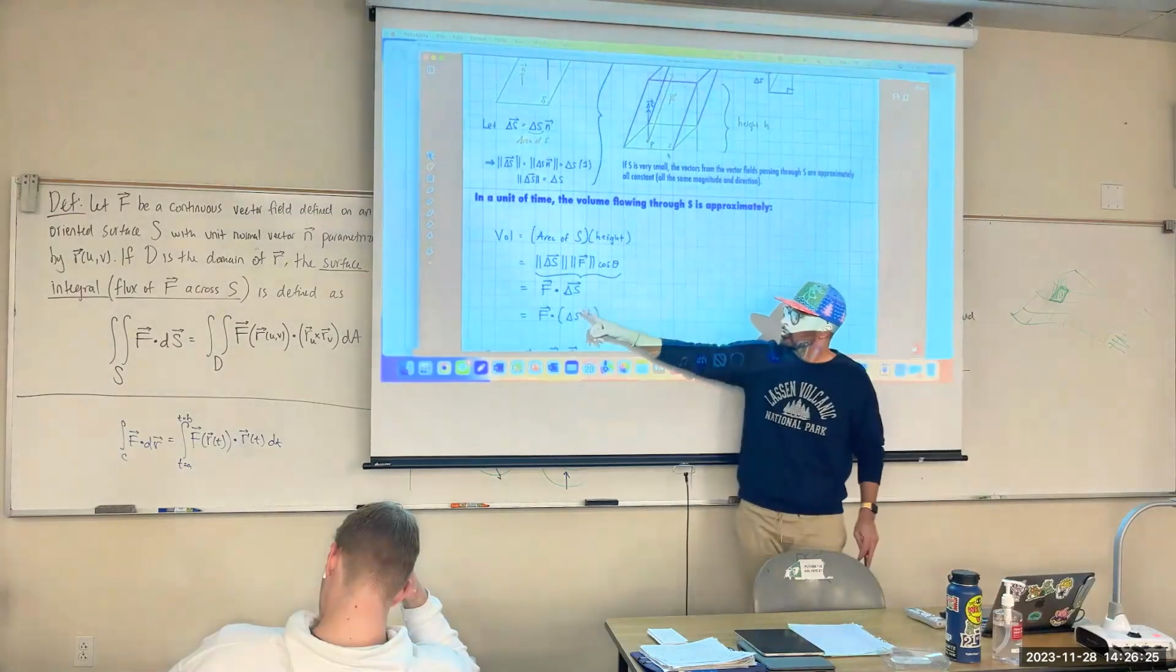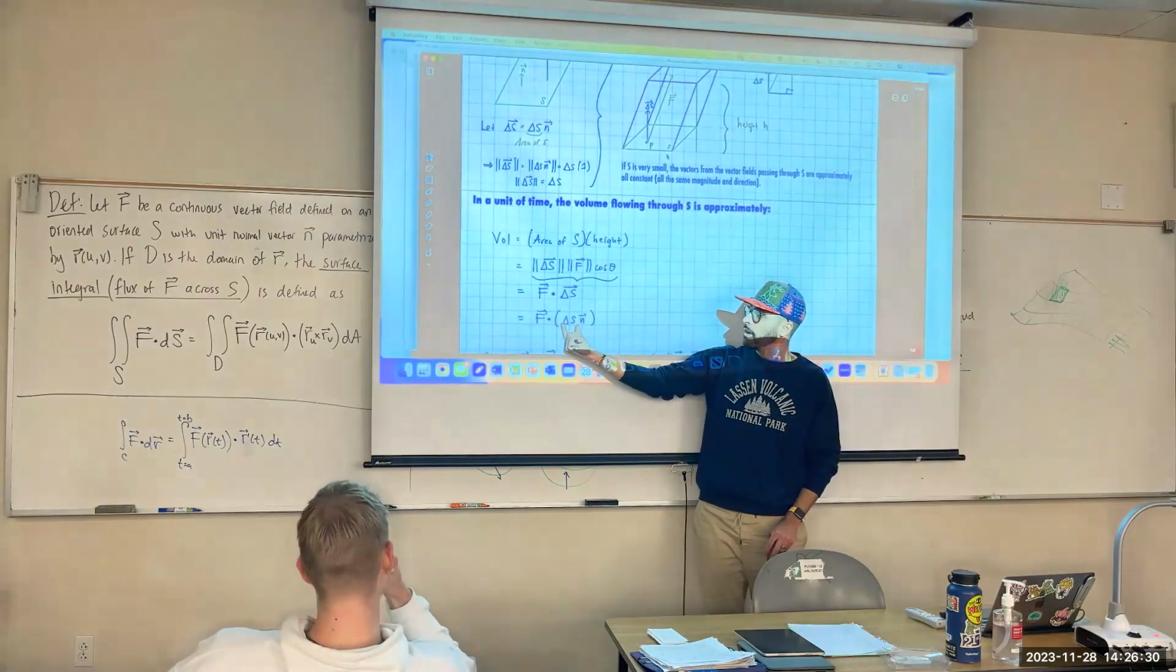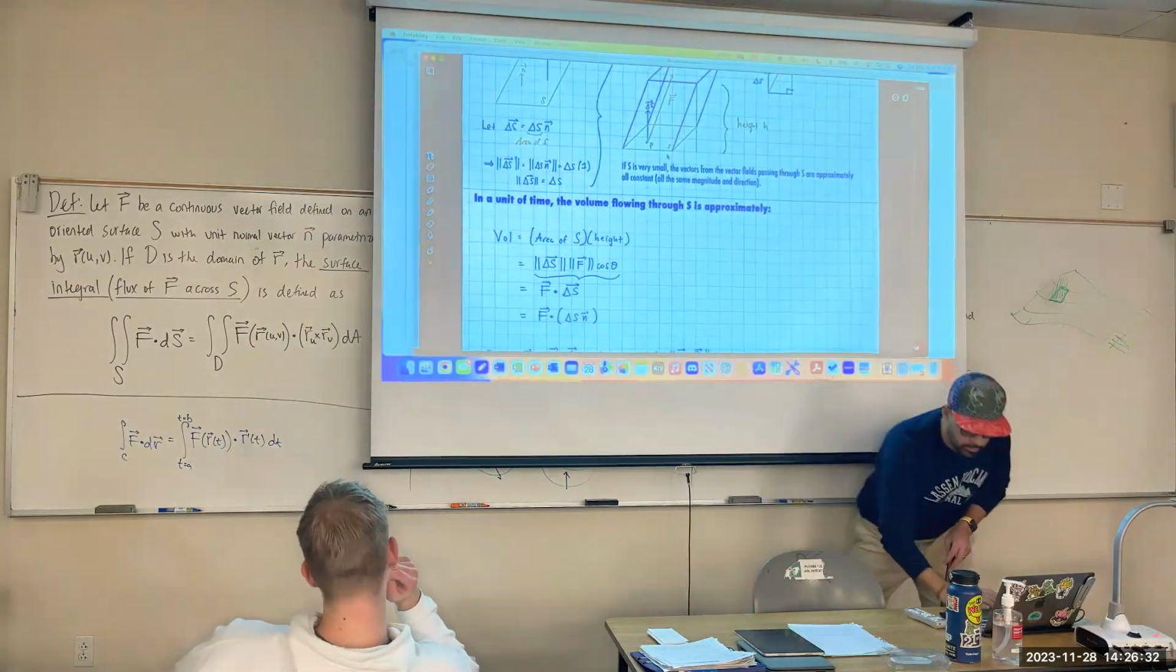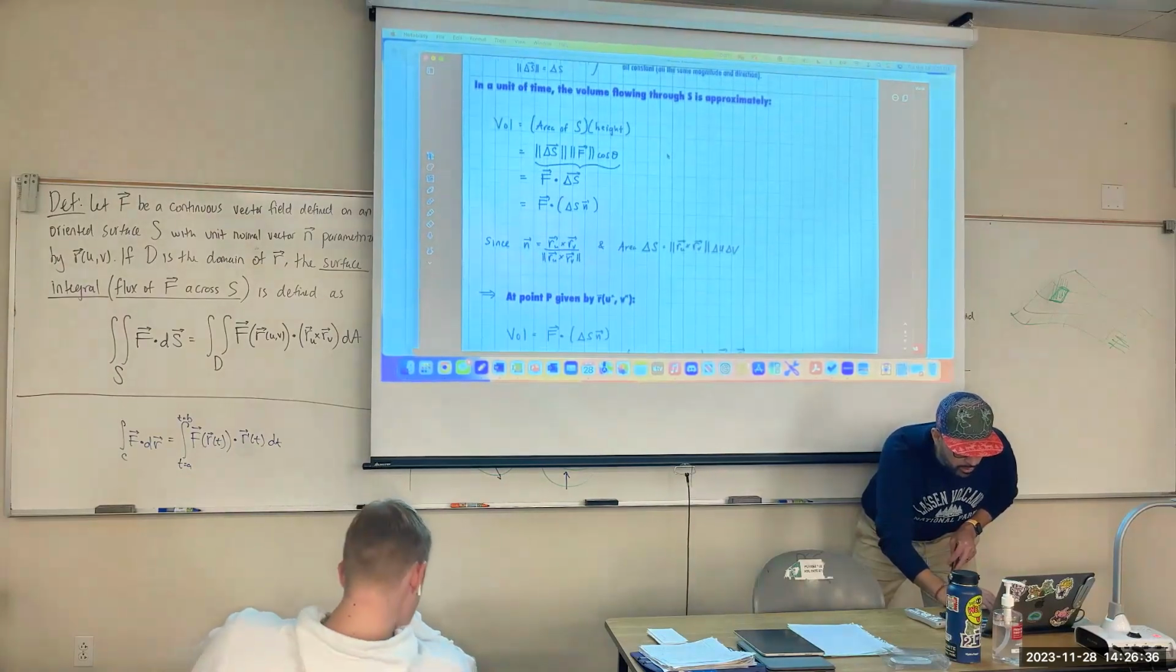But this vector delta S, we defined it to be the area of S times the unit normal vector. And so then we bring in the other stuff.